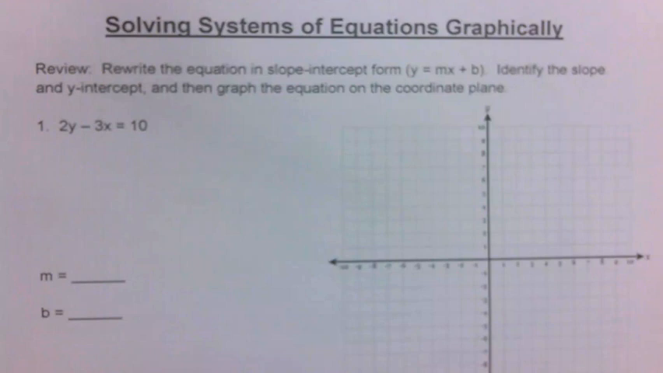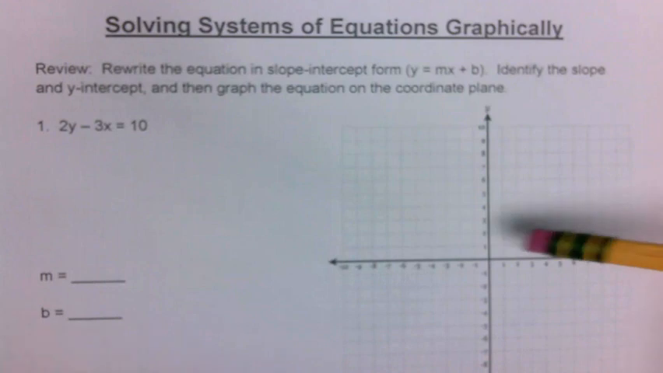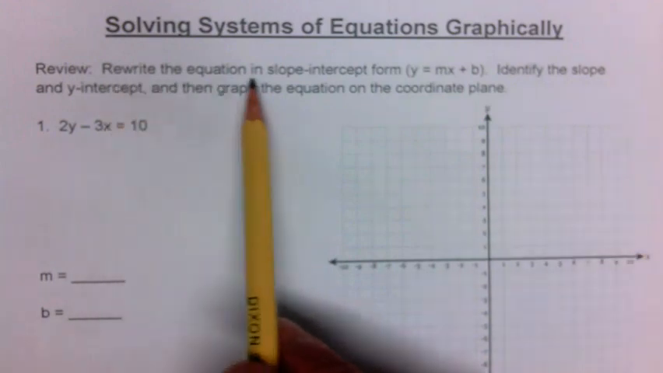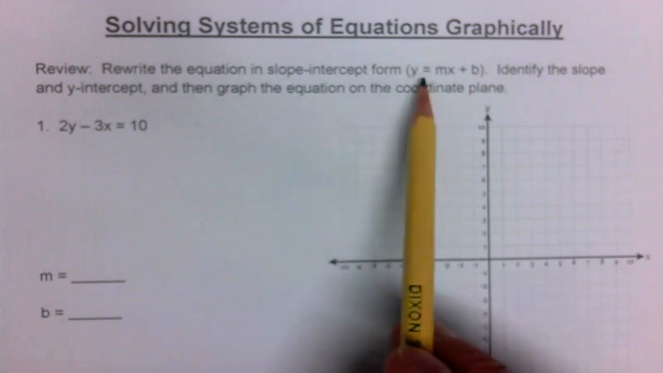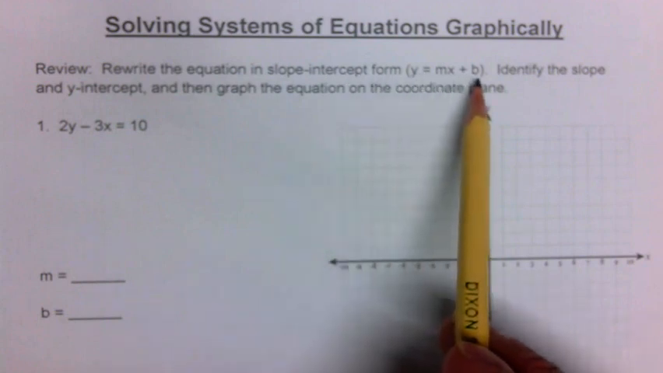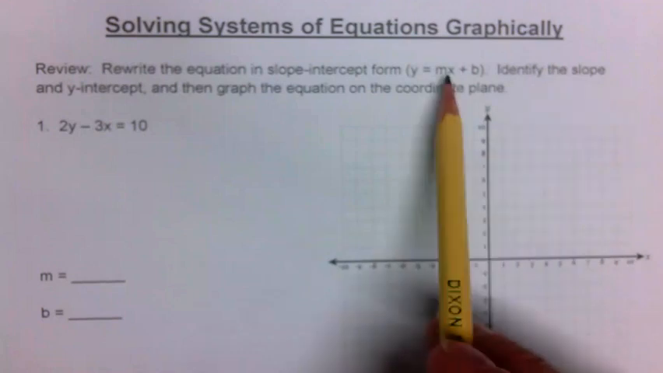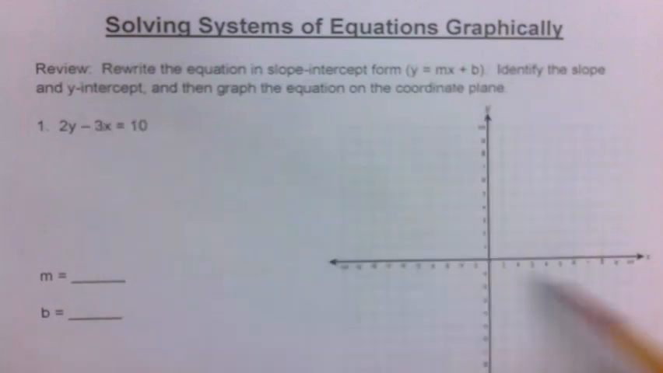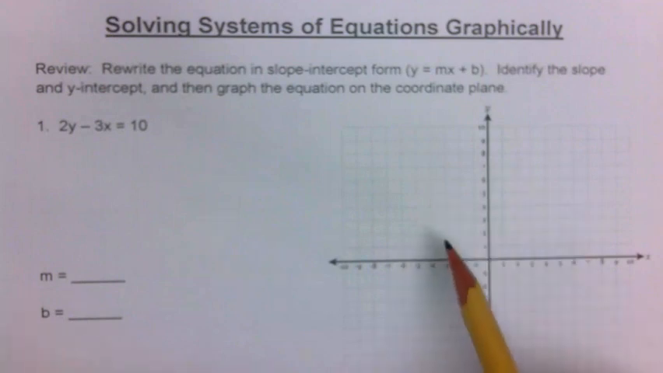In our lesson today, we're going to be solving systems of equations graphically. Before we get into examples that are graphing systems of equations, we're just going to review how to graph a basic equation on our graph right here. So the first thing we're going to do is rewrite our equation in slope-intercept form, which looks like y equals mx plus b. We have to identify the slope, which is m, and the y-intercept, which is b, and then we'll be able to graph the equation on the coordinate plane we see right here.